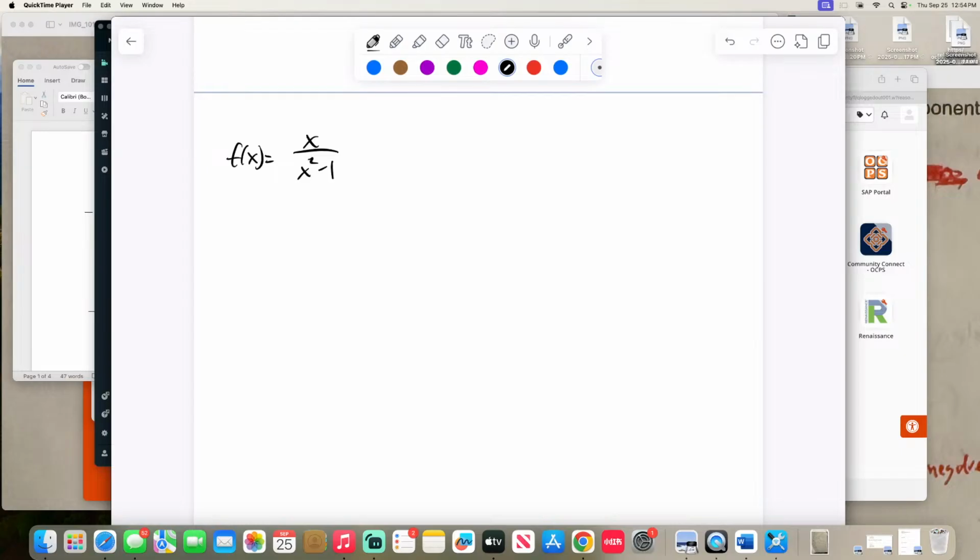Your test is going to have a question that asks you for domain, x-intercept, y-intercept, vertical asymptote, horizontal asymptote, f prime of x, increasing, decreasing, maximum, minimum, f double prime of x, concave up, down, inflection point, and then graph the function. I will ask you all that to graph it. So then you have to go through f of x, f prime of x, f double prime of x.